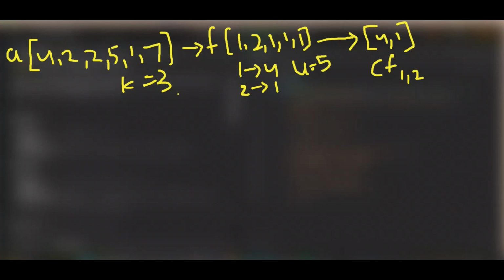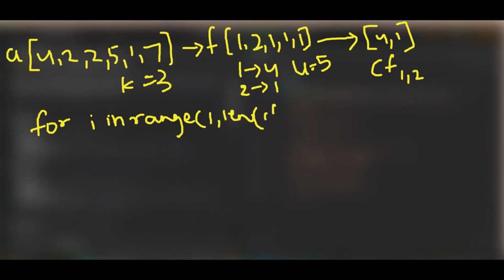So now we'll do a loop: for i in range of 1 comma length of this count frequencies. First we'll check if k is less than i. If it's less than i, we'll just return u.